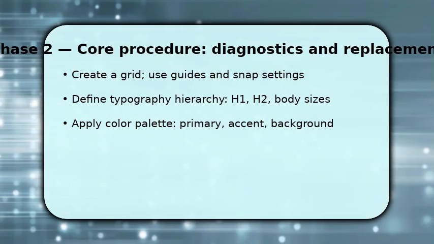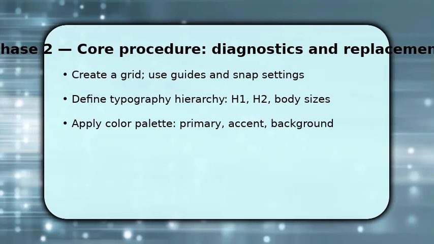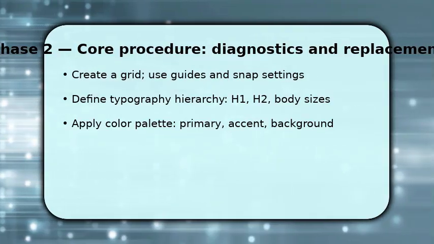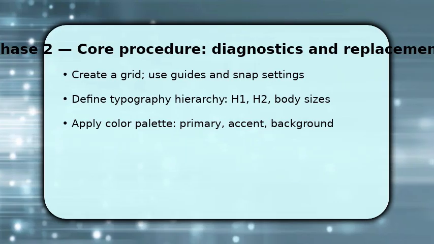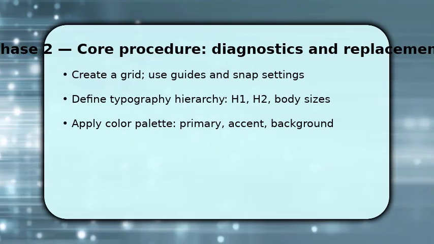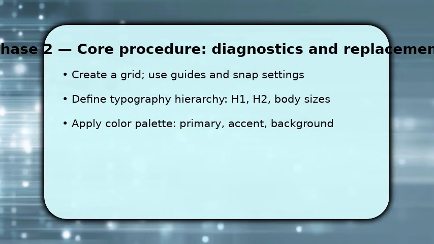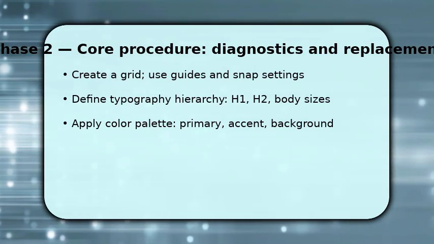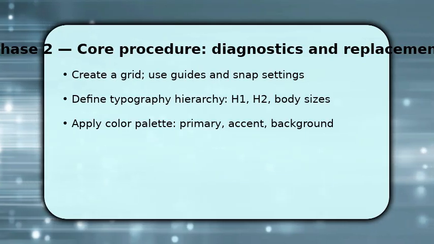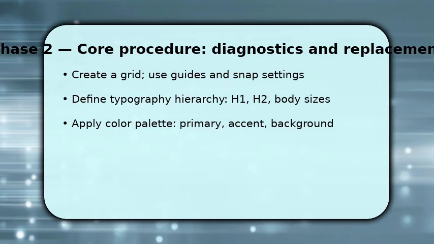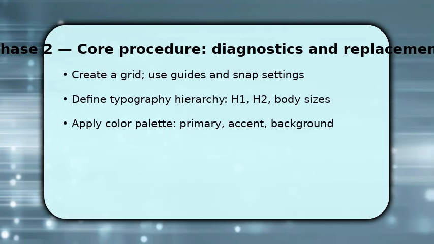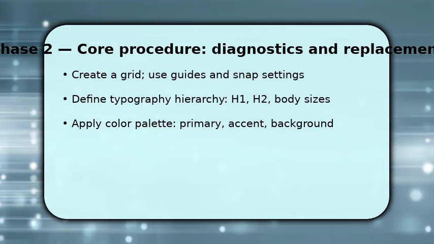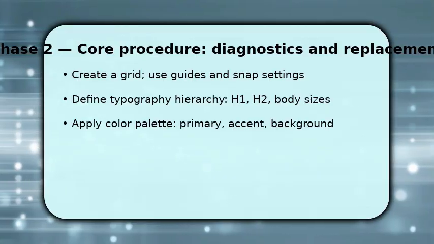Now you build the visual system. Establish a grid and enable snap to guides for precise placement. This speeds iteration. Choose typography hierarchy, H1, H2, body, and set sizes and weights so readability stays consistent across screens and print. Next, apply your color palette: primary, accent, and background with accessible contrast. Test at 100% and at 50% opacity.